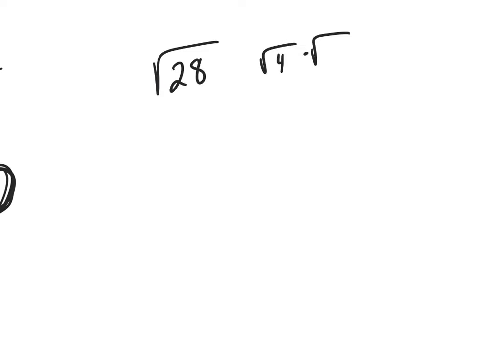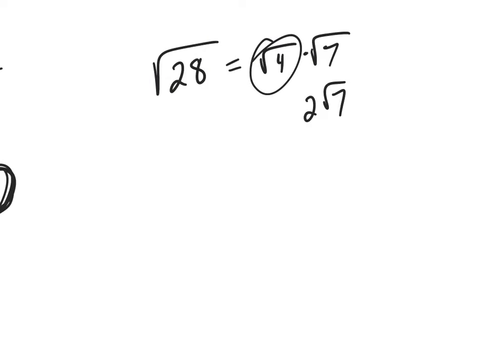So what's better? 7 and 4. Why is that better? Because one of those works. That's called a perfect square. And that's going to be 2 root 7. You good with that? Yep.